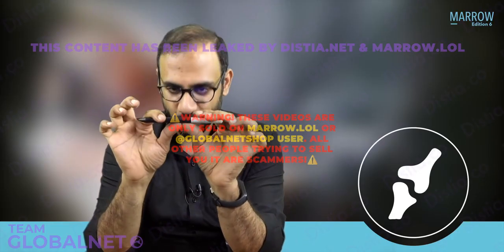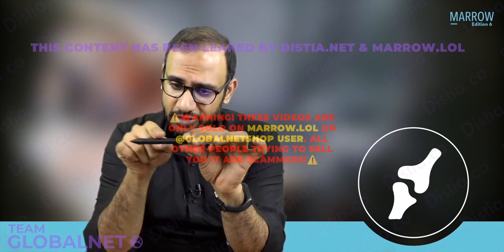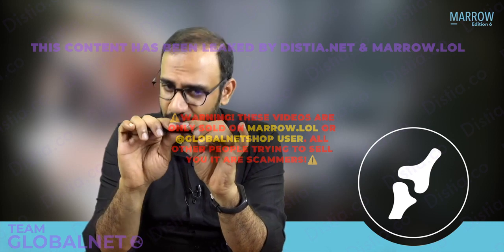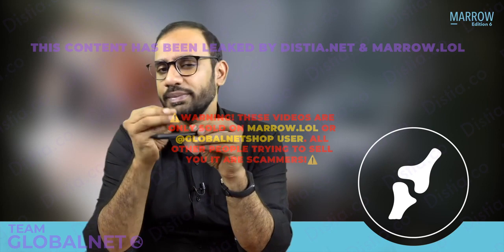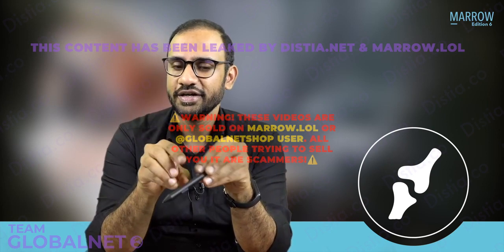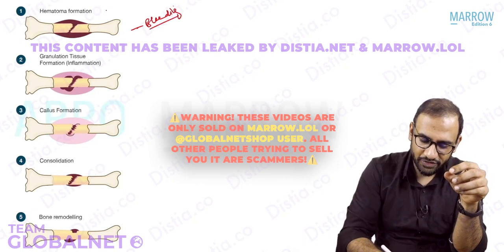Whenever there is a break in the bone, I've told you the bone has a nutrient artery in the center, and has periosteum and endosteum. So whenever there is a break in the bone, the nutrient artery will break, the periosteum and endosteum will break, which will lead to bleeding at the fracture site. This is known as fracture hematoma.